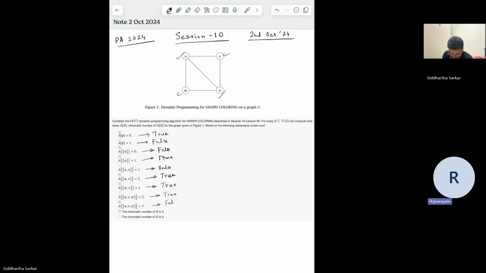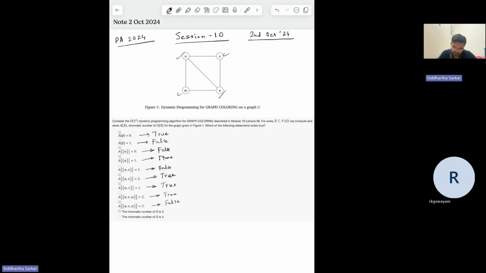And then they are asking for the chromatic number of the graph as a whole. If I paint U with one color, I cannot paint W and X with the same color. Because the degree of the vertex U is 3, I would require at least three colors in any case. But if I use three colors, I cannot paint X with the same color, because X also has three neighbors, so the chromatic number of the graph is 4.